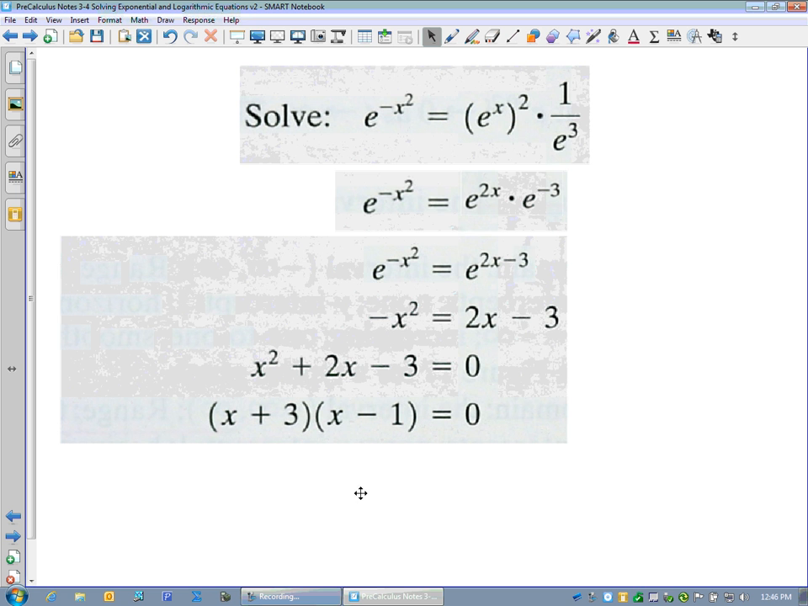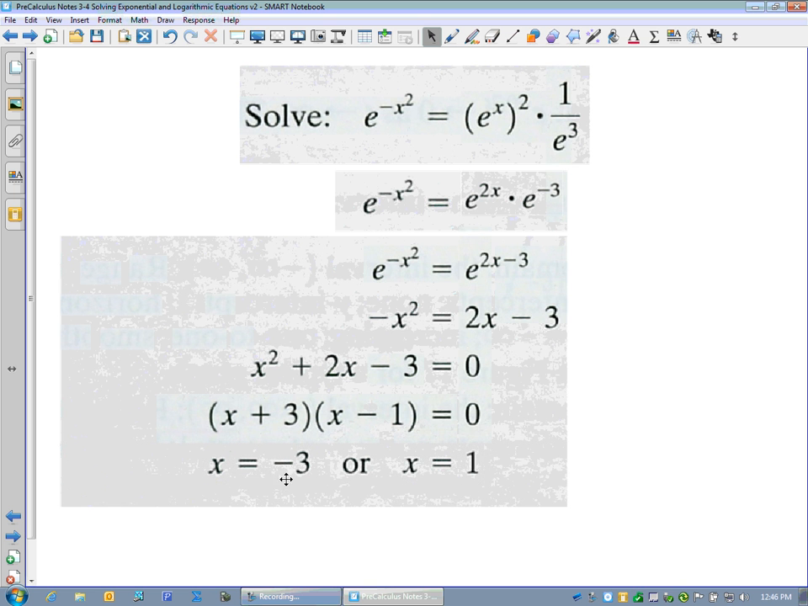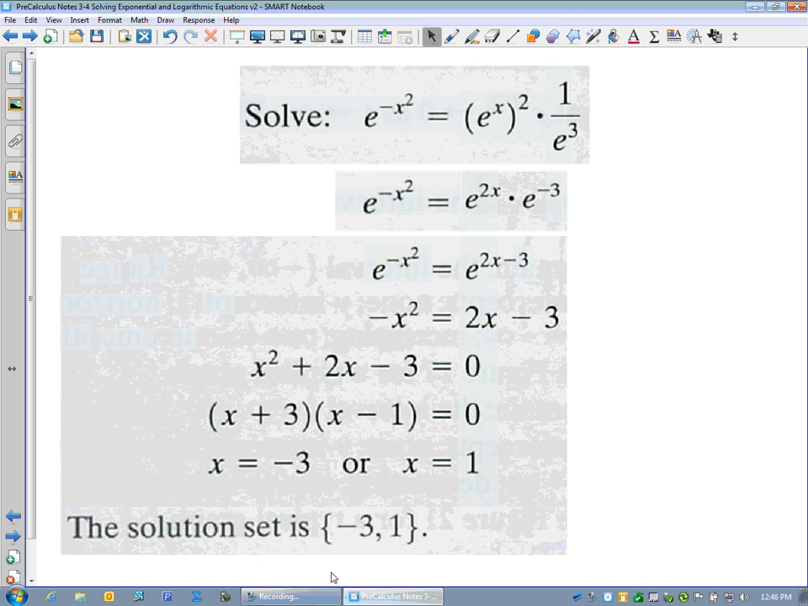And then we're looking for the value of x that causes each factor to be 0. So the first one would be -3. The second one would be +1. So those are my two potential solutions. Remember, treat all solutions as potential solutions until you check them in the original equation. But you'll find that when you substitute them in, they both work. Therefore, your solution set is -3 and +1.